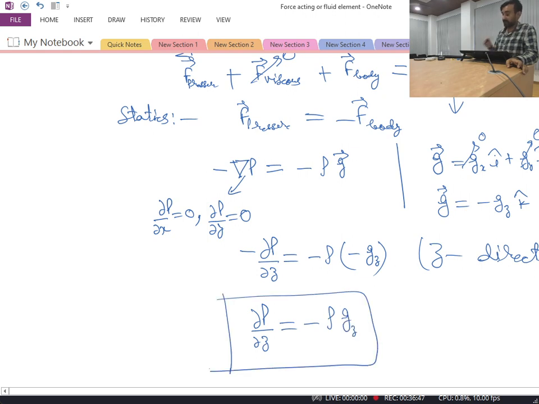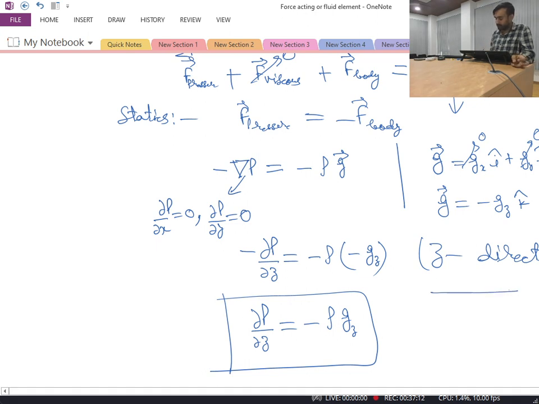This is one very important equation. So what does this equation show us? This shows us that pressure varies in the z direction, and this variation of pressure is related to the gravitational field times the density of the fluid medium.